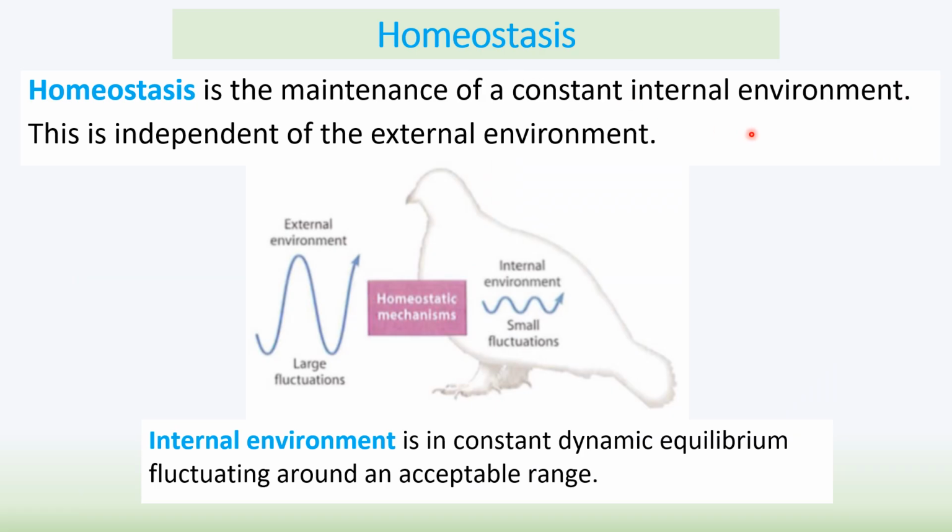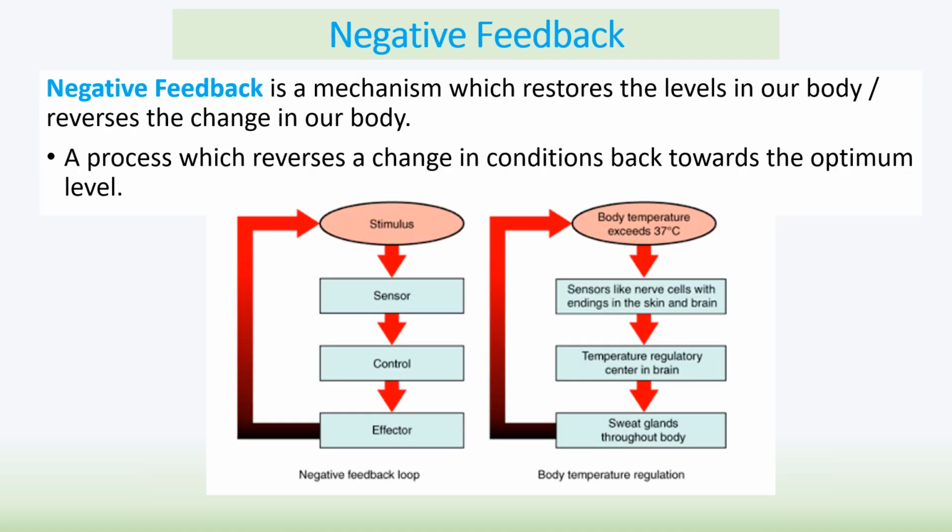Now, homeostasis is the maintenance of a constant internal environment, and it should be independent of the external environment. So here you can see with this bird that you have a high fluctuation of the external environment, but your internal environment doesn't change. If the temperature, for example, goes from 20 degrees one day to -5 the next day, your body temperature doesn't fluctuate massively as a result. Now, your internal environment, though, is constantly fluctuating around an acceptable range. So whilst I'll talk about precise glucose levels, in real life this isn't quite as accurate as it sounds.